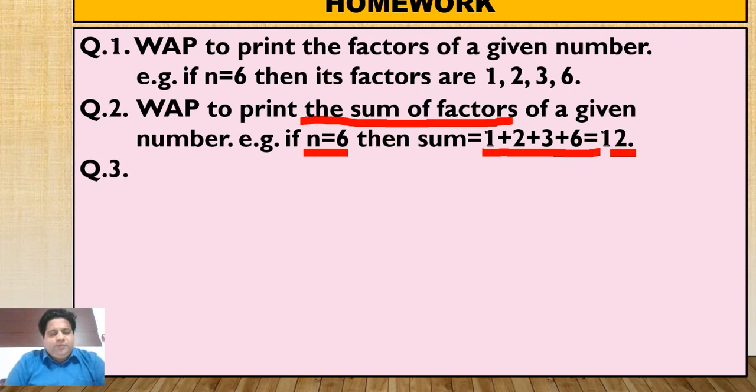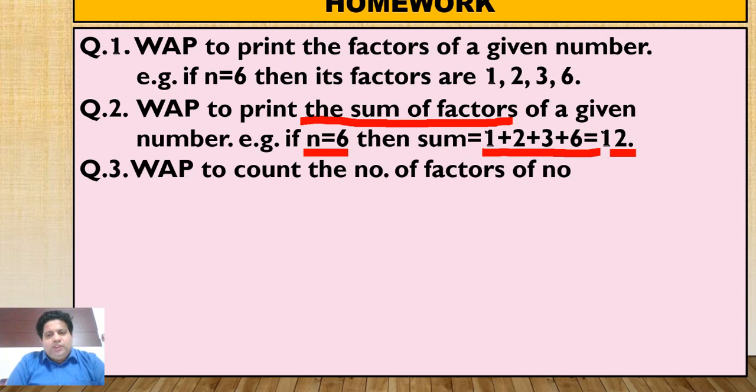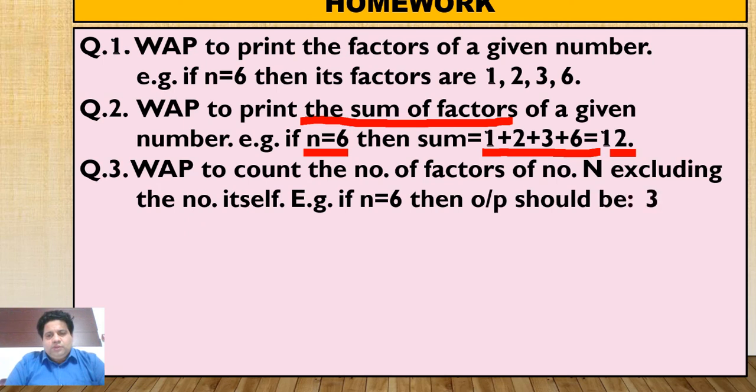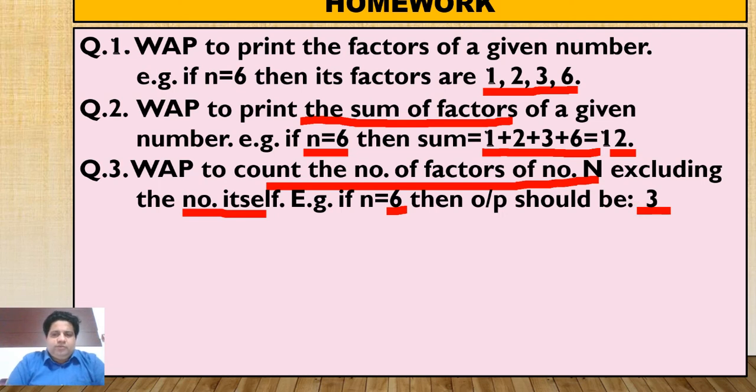In third program, you have to count the number of factors, but you have to exclude the number itself. Okay, keep this in mind. See, you have to count the number of factors of n, you have to exclude the number itself. For example, the factors of 6 are 1, 2, 3 and 6, but if you exclude 6, how many factors are there? There are 3 factors. So you have to tell the count of how many factors there are.